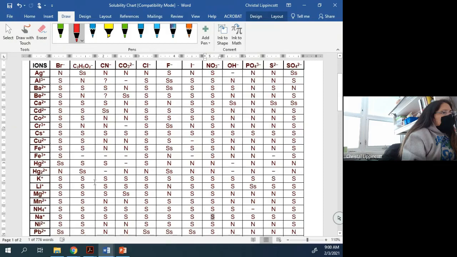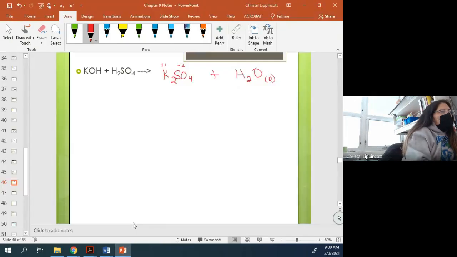So I'm going to find my potassium. I'm going to go over here to sulfate, and I see that that's an S. That means that it's going to get written down and recorded as AQ. But because the water was formed, that means that we are going to have a reaction. Okay? Then I need to balance my equation.